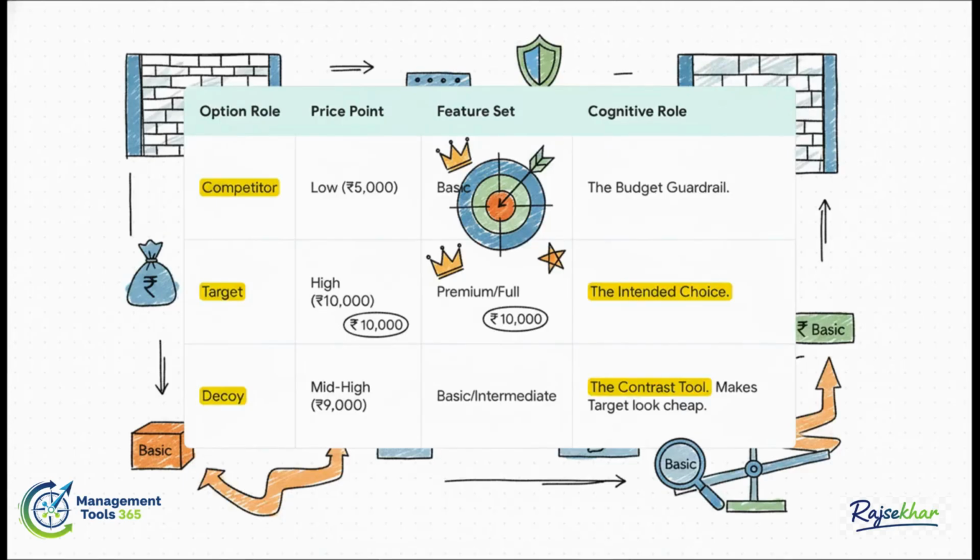Okay, check this out. This table just lays it all out so clearly. You've got your competitor at 5,000 rupees, that's our baseline. Then there's the target at 10,000, that's our goal. But look at the decoy in the middle. It's priced high at 9,000, but it only has basic features. It's a contrast tool. All of a sudden, spending just 1,000 more to go from the decoy to the target gets you all those premium features. It feels like a no-brainer.